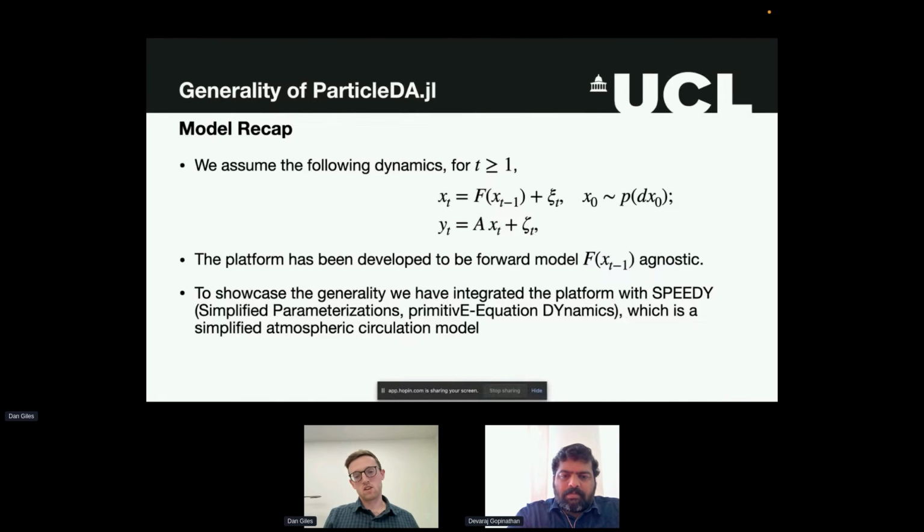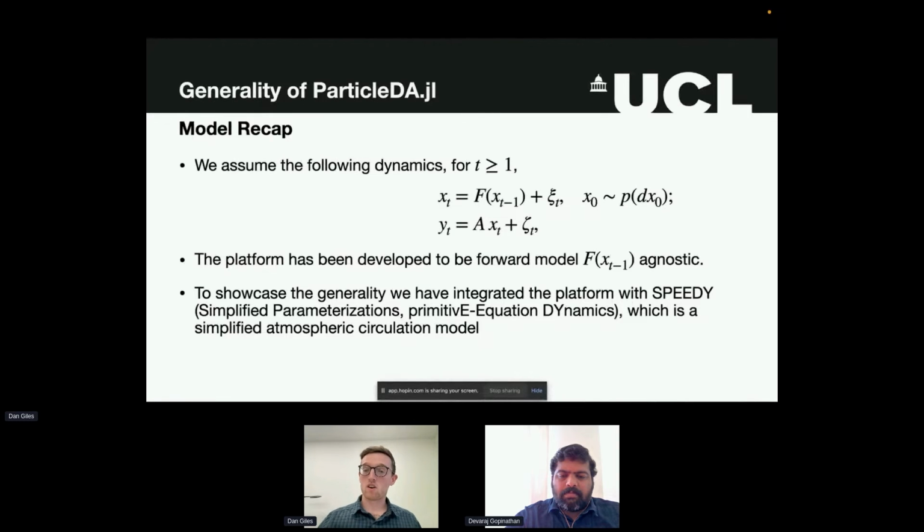So to showcase this generality, we've also integrated this particleda system with a pre-existing forward model, which is called SPEEDY. SPEEDY is simplified parameterizations, primitive equation dynamics. It is essentially a simplified atmospheric circulation model.